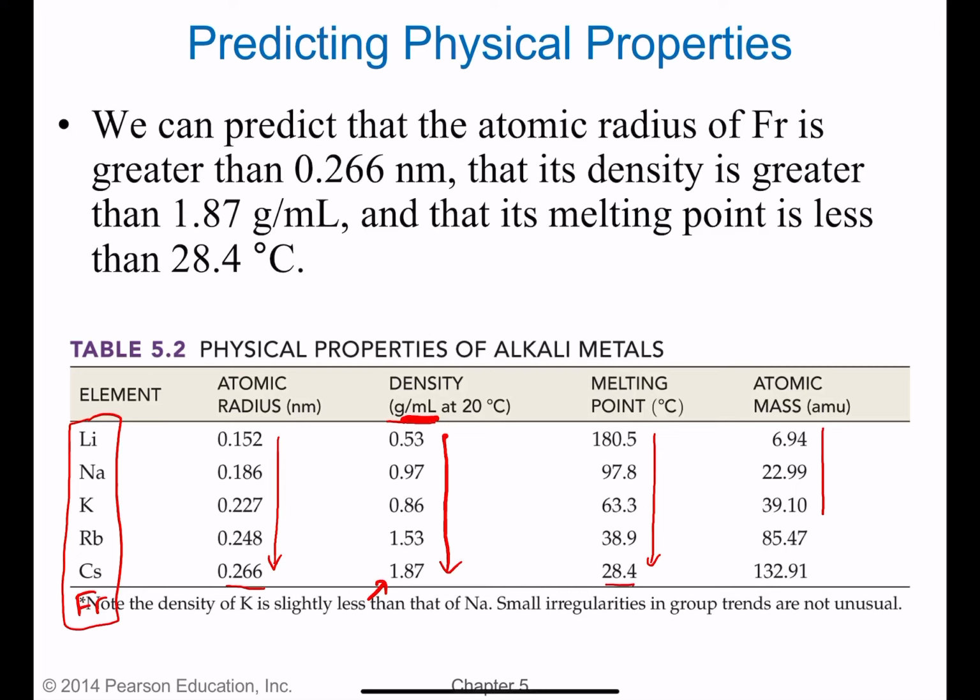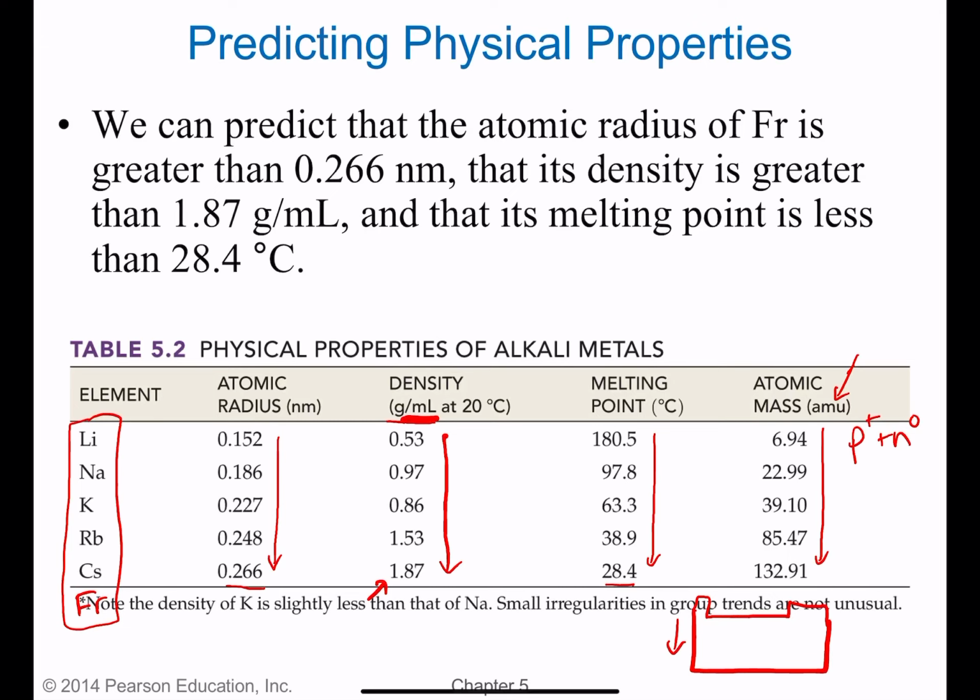And then the atomic mass is increasing. Now, AMU is just one way of expressing atomic mass, but it's basically saying how many protons and how many neutrons are in that nucleus or in that atom. And it makes sense that as you go further down the periodic table, you're going to have more protons and neutrons in the atom.